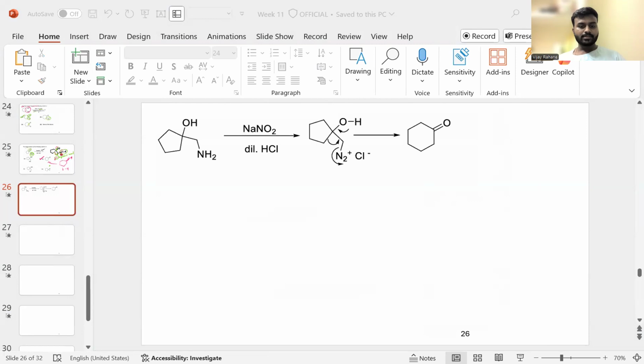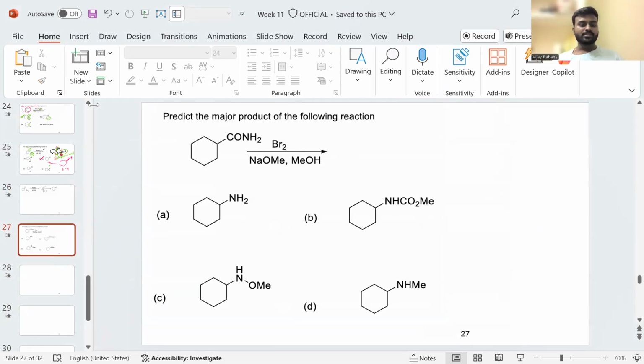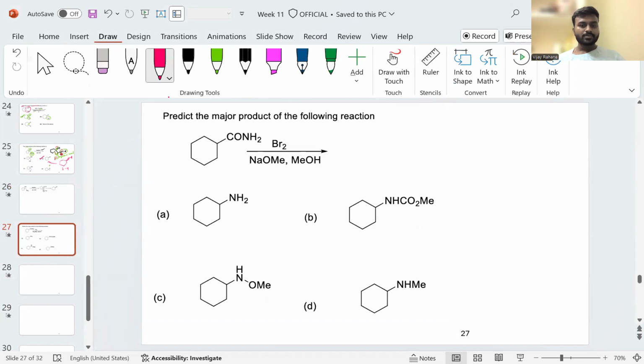Then there is another question in a similar manner, which is based on the Hofmann rearrangement. I hope you have studied the Hofmann rearrangement reaction, so you will not find any difficulty in solving this question. So here is the question. If you look at the starting material, we have the amide. You can consider this entire group as R double bond O and NH2.